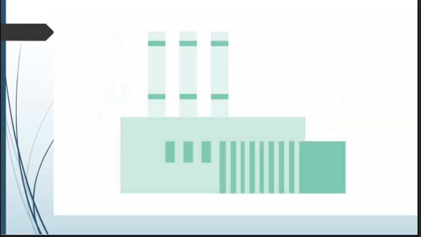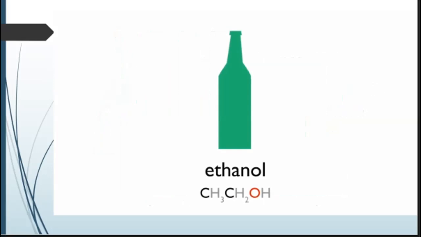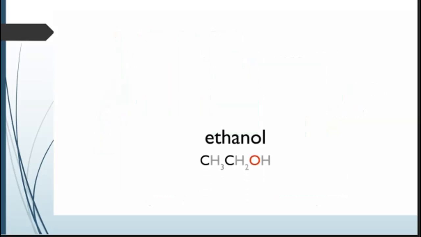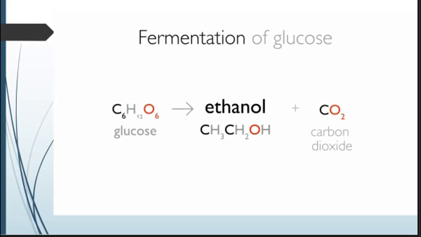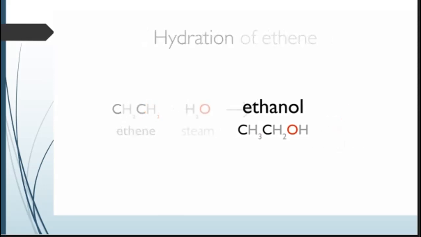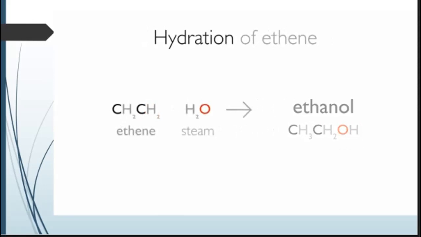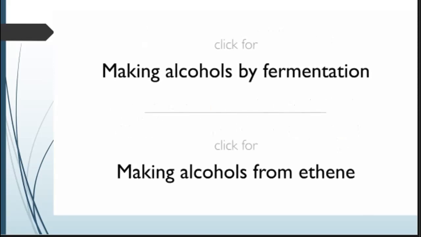Different alcohols have different uses at home and in industry. Ethanol is, of course, a common alcohol used in beverages, but it is also an important antiseptic. Ethanol can be made by two main methods: by fermentation and by the hydration of ethene. We have made a video on these molecules to learn about these methods in more detail. Other uses of alcohols are as fuels, preservatives, and solvents.